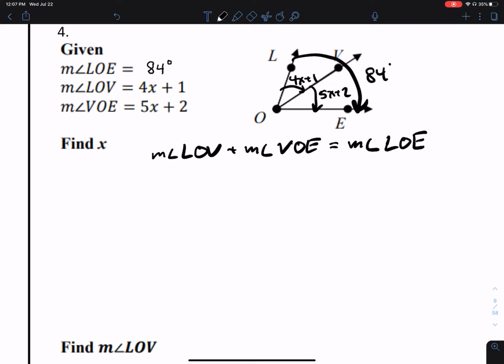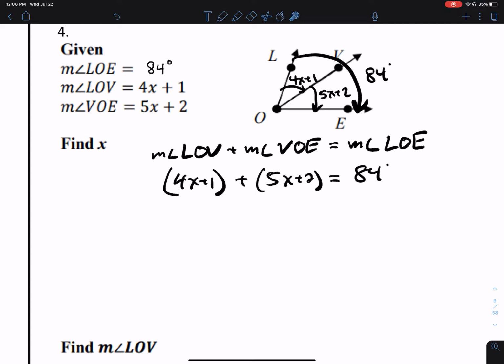Now, if I substitute measure of angle LOV according to my picture, that's 4x plus 1. When you substitute, it is wise to use parentheses. Measure of angle VOE is 5x plus 2. When you substitute, it's wise to use parentheses. Measure of angle LOE is 84. Since the right side is all one thing, using parentheses over there is kind of strange.